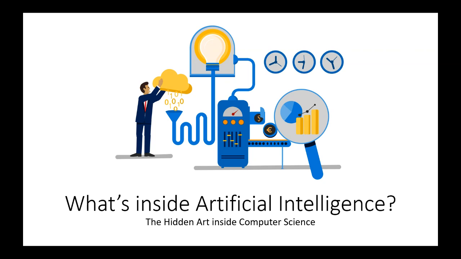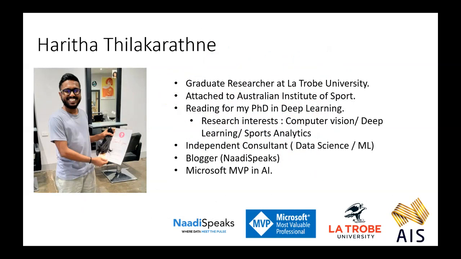A little bit of an introduction about me. I'm a graduate researcher at La Trobe University here in Melbourne, affiliated with the Australian Institute of Sport. What I do there is research in deep learning, specifically in computer vision, applying computer vision to the area of sports analytics. I'm also working as an independent consultant in data science and machine learning, as well as writing blogs on my blog called Nadi Speaks, and also serving as a Microsoft MVP in the AI category.